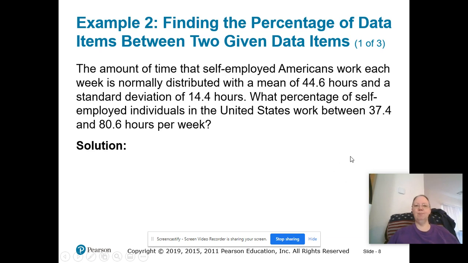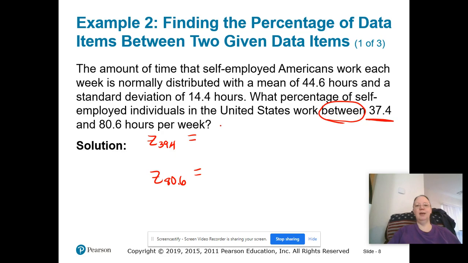The amount of time that self-employed Americans work each week is normally distributed with a mean of 44.6 hours and a standard deviation of 14.4. So we want to know the percentage between, here's the key, between 37.4 and 80.6. So we need our z-score for 37.4, and we need our z-score for 80.6, and we have to look up both of those on the table, and then we are going to subtract them.